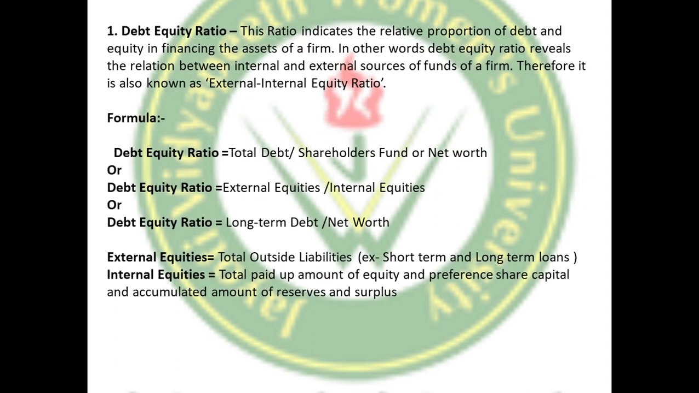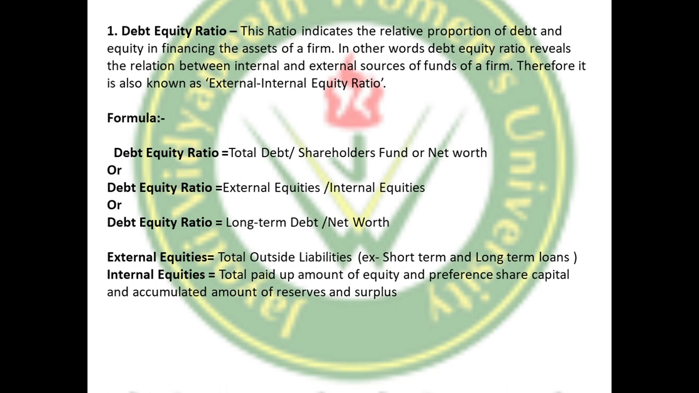First, we will discuss debt equity ratio. Basically, here in this ratio, the relation between debt and equity is measured. This ratio indicates the relative proportion of debt and equity of the organization. In other words, it shows the relation between internal and external sources of funds of the firm. That is why it is also called external-internal equity ratio.